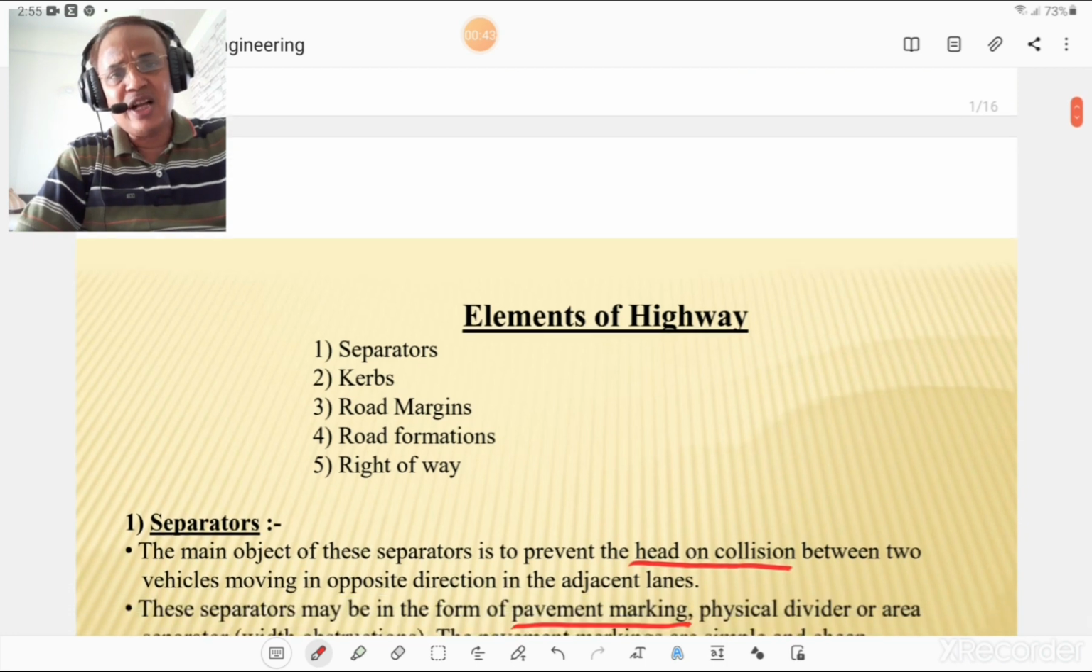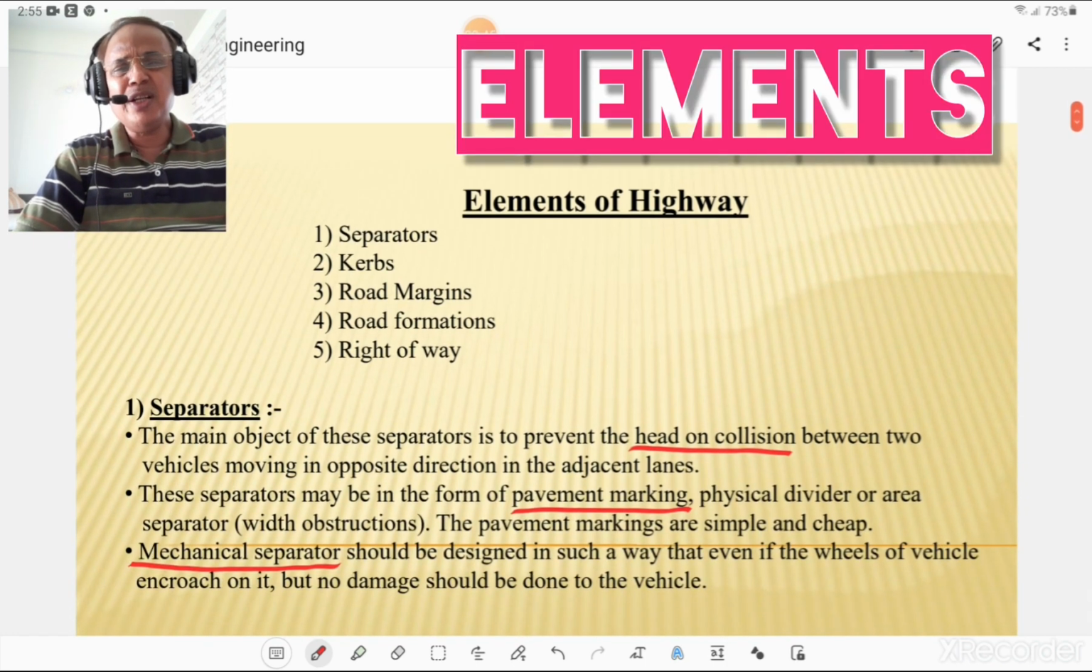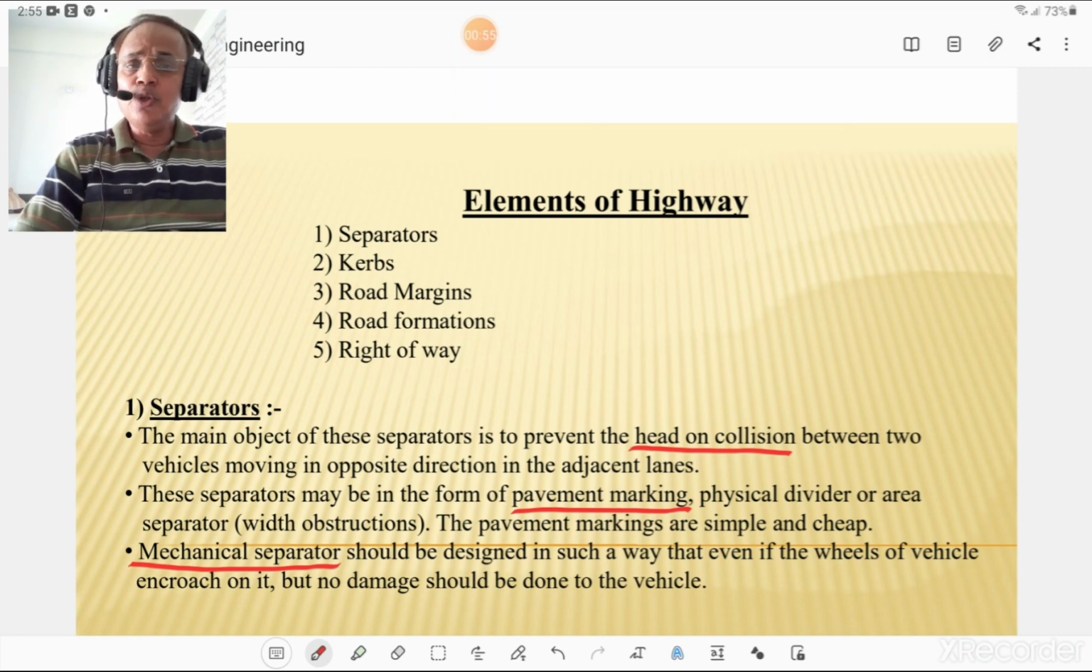So let's start with the elements of the highway. What are the different elements of the highway? That is the crucial part of any highway engineering or highway design. You must know the separator, you must know the curves, you must know the road margins, you must know the formation width or road formations, and you may be aware of the right of way, which is a very important term in development of the national highways as well as state highways.